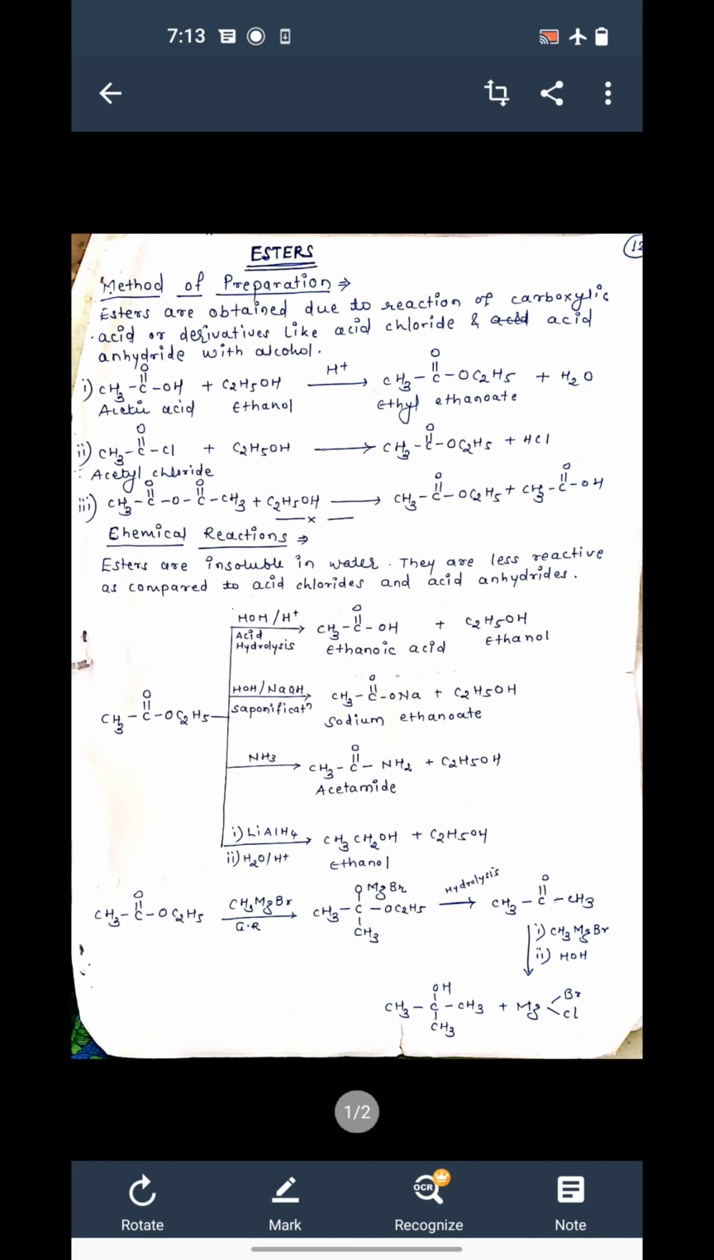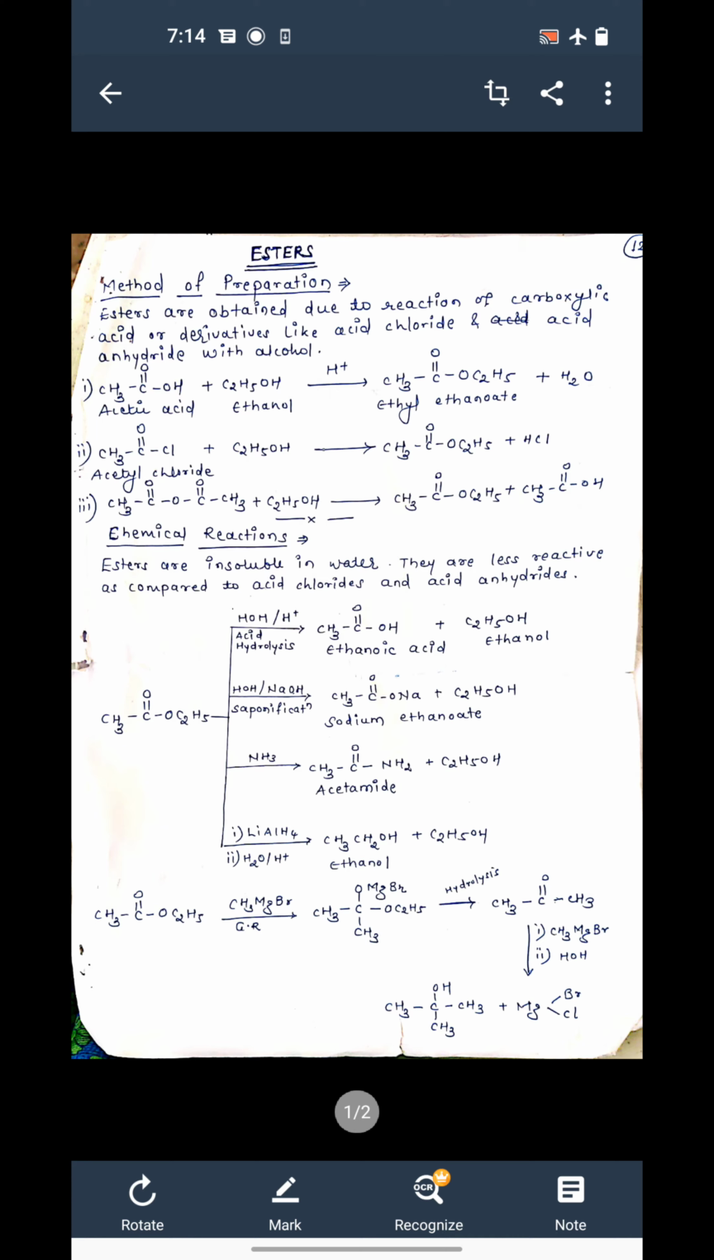Hello dear students, in the previous class we started with derivatives of carboxylic acid and we already studied the compound, that is amide, and the next one is now esters. Now esters are the compounds that contain the COOR group.